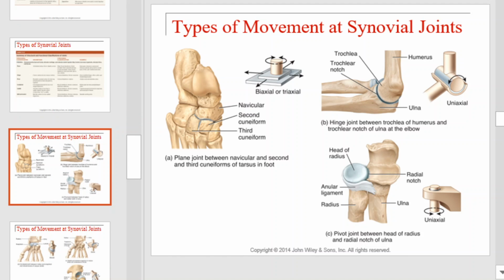Next, we'll examine some more movements at synovial joints. Here, we'll examine a plane joint between the navicular and second and third cuneiforms of the tarsal of the foot, a hinge joint between the trochlea of the humerus and the trochlear notch of the ulna at the elbow, and a pivot joint between the head of the radius and the radial notch of the ulna.